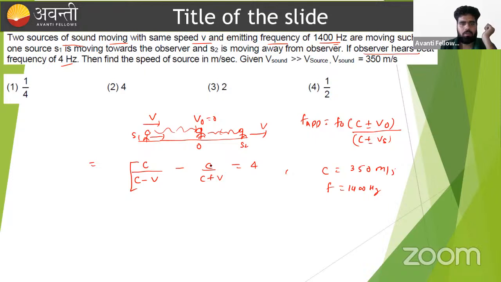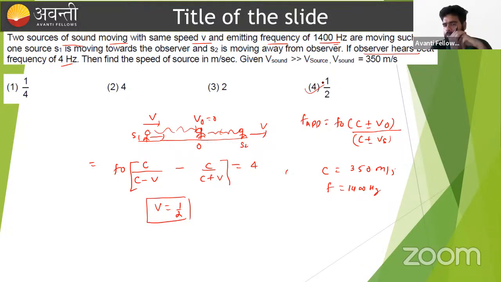Okay. Here one thing we also know is that f naught is also there. If we solve this equation, putting the value of f naught and c, we will get the value of v, and that is nothing but 1 by 2. The option D is the right one.